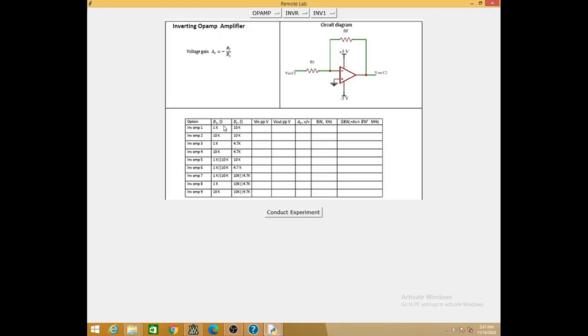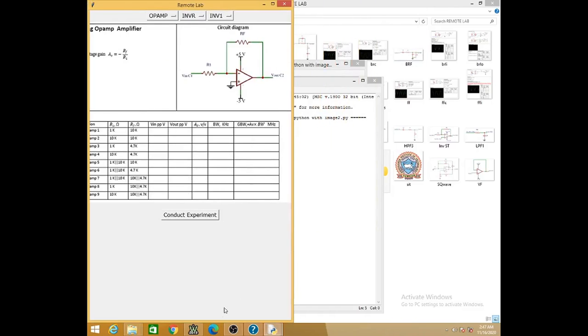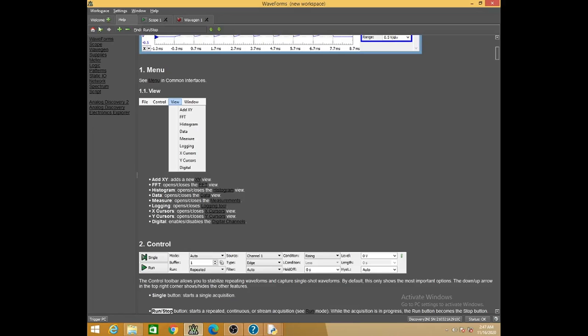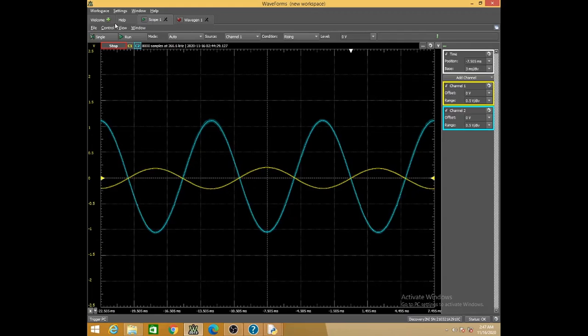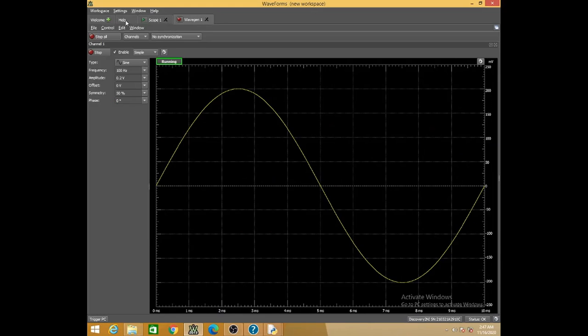That is the circuit diagram and the corresponding values are listed out, and the student can apply whatever input amplitude he wants. He can measure input peak to peak and output voltage peak to peak, find out the gain of the amplifier, the bandwidth, and of course the gain bandwidth product. Once he selects any amplifier, he can simply press the conduct button. Before you press conduct, he should open the Analog Discovery and apply an appropriate sine wave of lower frequency and certain amplitude.